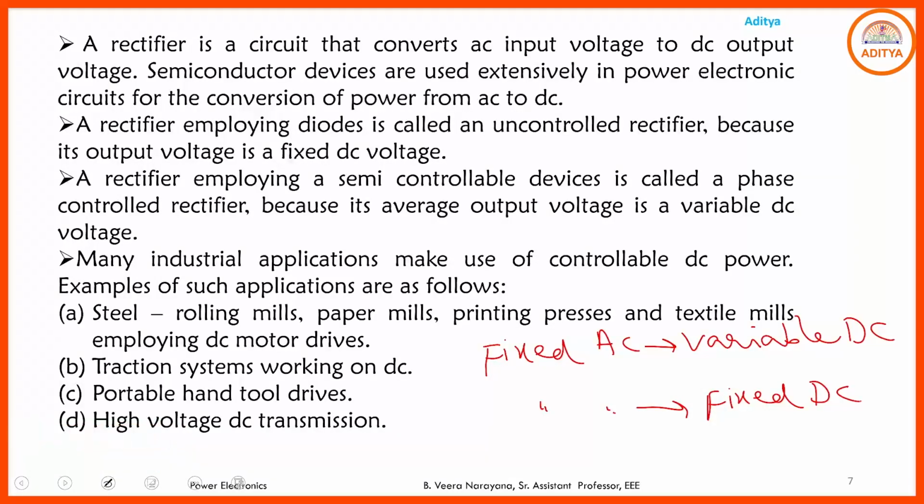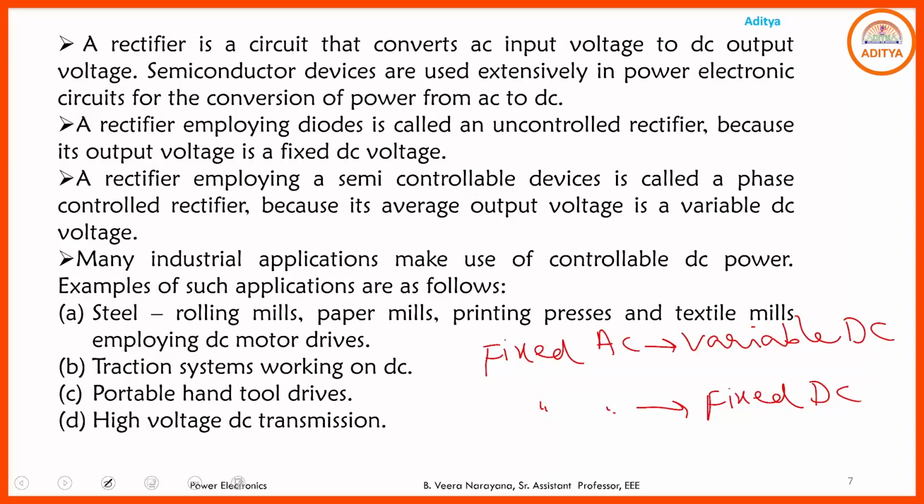Before the invention of power semiconductor devices, if you wanted a DC supply, we simply went through the motor generator set. After the invention of power semiconductor devices, that motor generator set was replaced by power semiconductor devices. By using these power semiconductor devices, we design the converter which converts the AC supply into the DC supply.